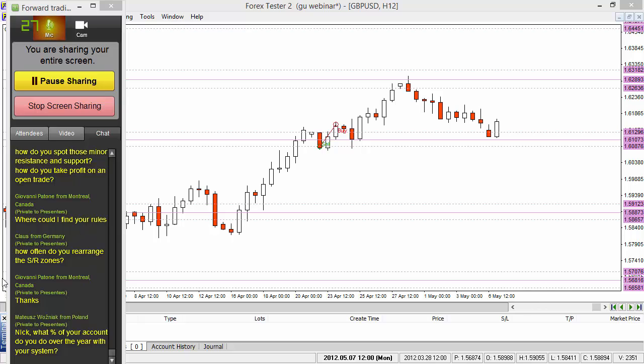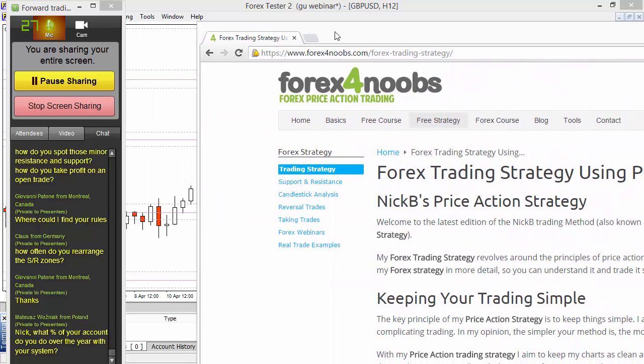How often do I rearrange my support resistance areas? I rearrange my support resistance areas quite often.